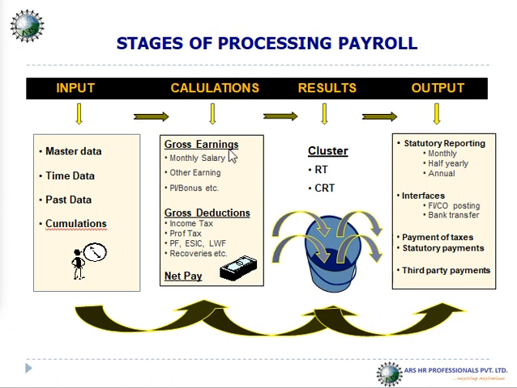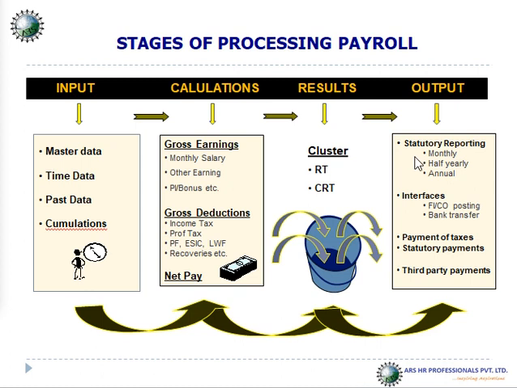The third stage is the result. The result stage comes into the picture if you are utilizing any kind of ERP system or SAP system. But if you are doing manual calculation, meaning you are calculating on Excel, then in this context the results are not stored anywhere because your outputs depend directly on your calculation. But if you are utilizing an ERP system or configuring a system, then whatever calculations you are doing get stored in the RTs and the CRTs. The fourth stage is output.